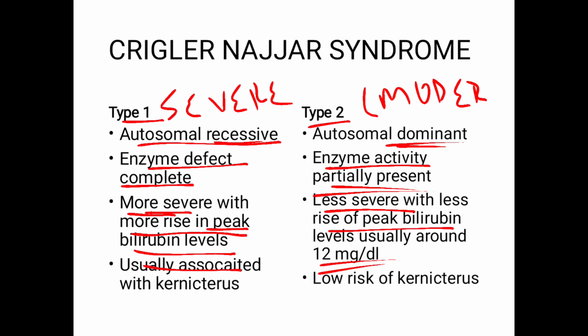Again, as we have high levels of unconjugated bilirubin in the blood, which leads to free bilirubin levels in the blood, this will be associated with Kernicterus. That's a neurological manifestation of high levels of bilirubin, and over here in case of type 2 there's low risk of Kernicterus.